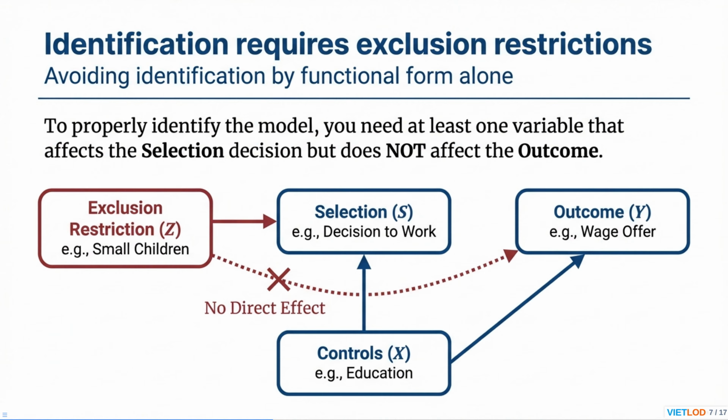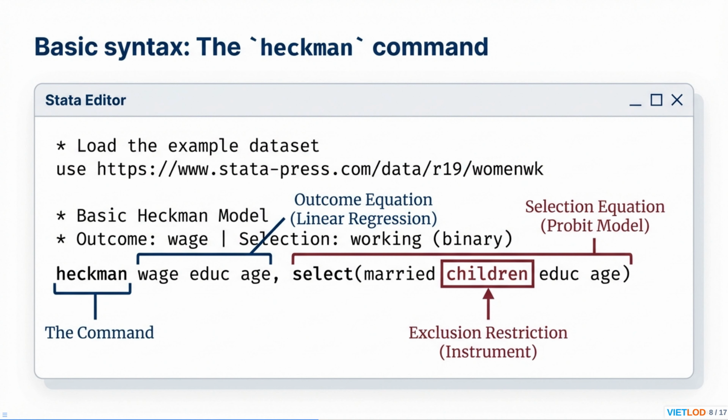Control variables, like education, are expected to affect both the decision to work and the wage offered. In the women's wage model, the presence of small children is a classic exclusion restriction. Having small children strongly affects a woman's decision to work, the selection, but it shouldn't directly affect the wage an employer offers her, the outcome.